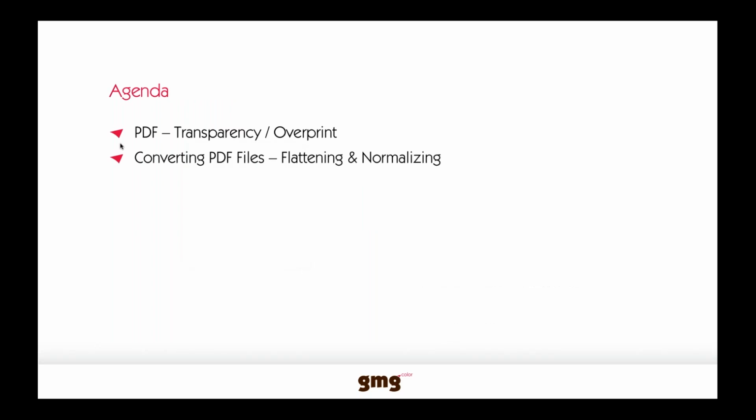Regarding the agenda for this short web session today, we will have a look into PDF transparency, so overprinting. In my opinion, sometimes we have this issue with the overprint. Do I have to flatten some overprint information in the PDF? Is it okay to process the file without flattening? Afterwards we can have a look at some test files to see what will happen with the overprint information if I flatten a PDF or don't flatten it. And then we can have a look into converting PDF files and the flattening and normalizing templates in the color server.